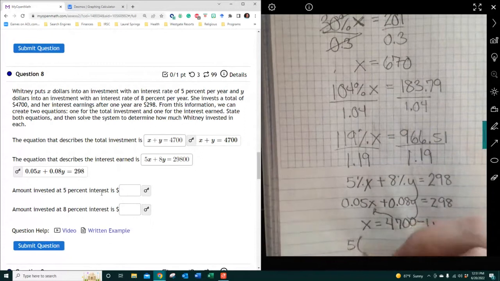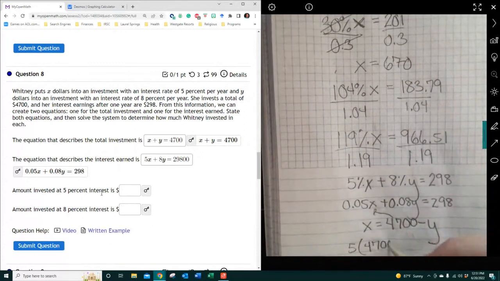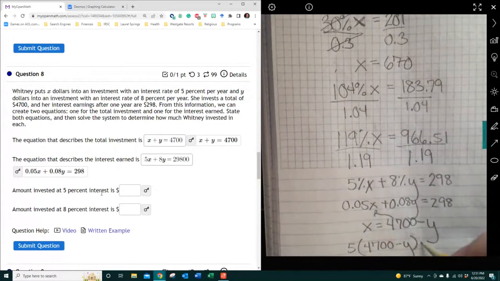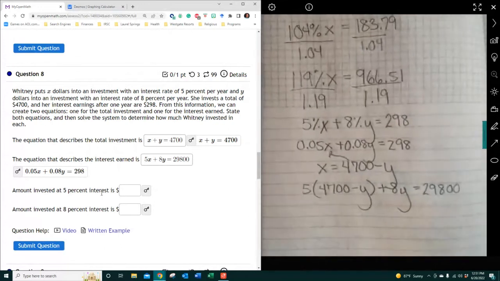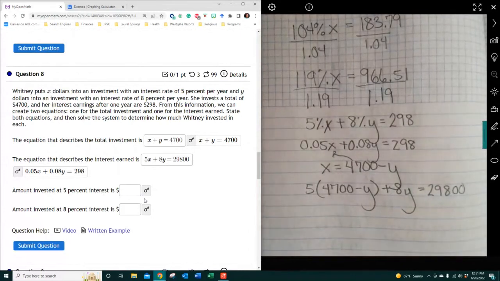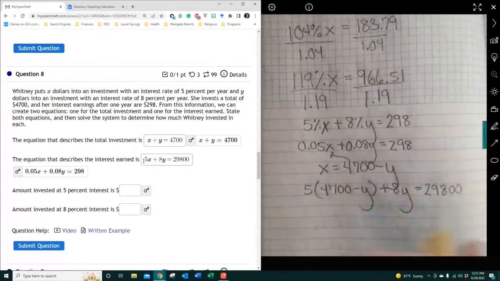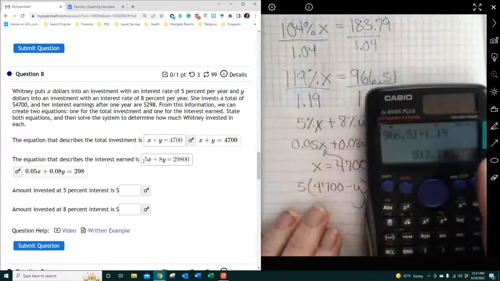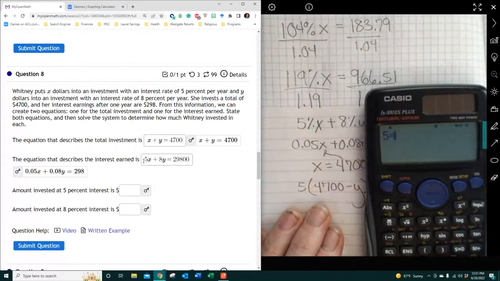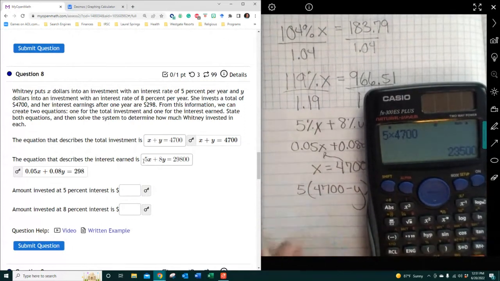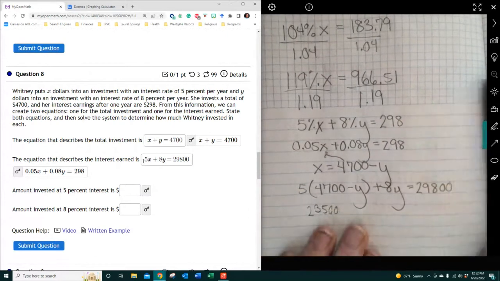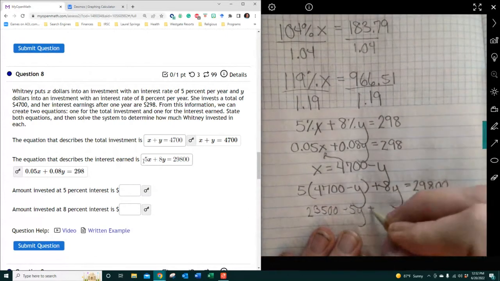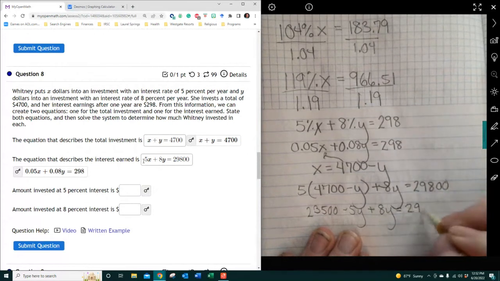5 times 4,700 minus Y. And then I'm going to go ahead and put plus 8Y equals this. All right, so I went ahead and moved the decimals like I did in this equation right here. Now I'm going to go ahead and do this. Now I'm going to use my calculator because I don't feel like doing all the mental stuff on it. So I'm going to take 5 times 4,700 and then put 23. Okay, so that's all I get. And I get minus 5Y plus 8Y equals that.